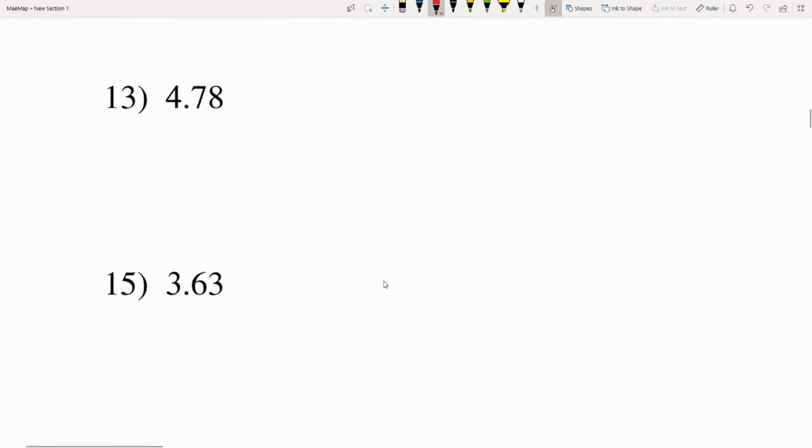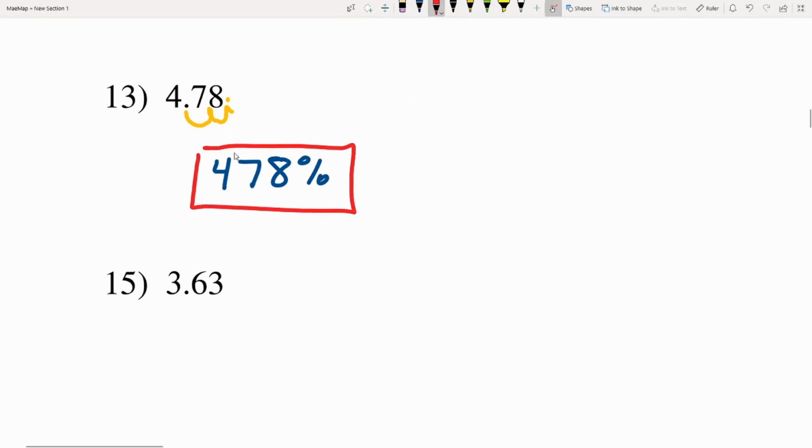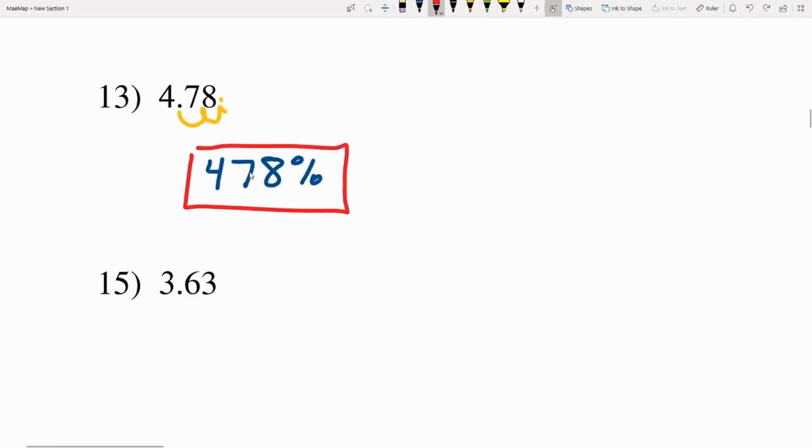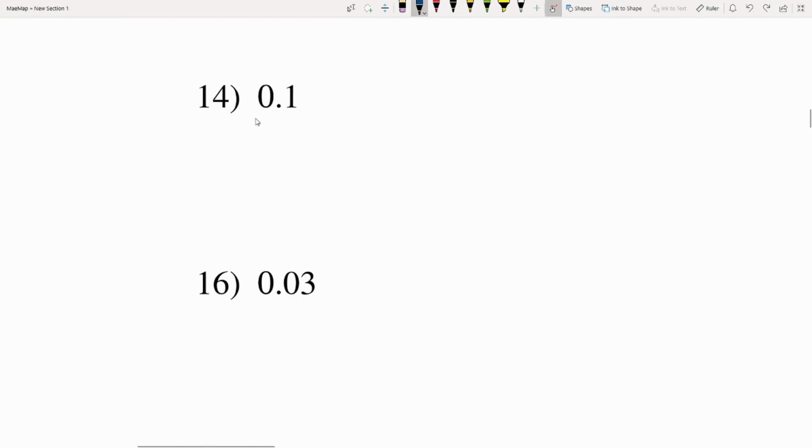For number 13, again, we're moving that decimal how many to the right? 2, because we're multiplying our decimal by 100, so we move that decimal point 2 to the right. So this becomes 478% for number 13. 478 hundredths becomes 478%.